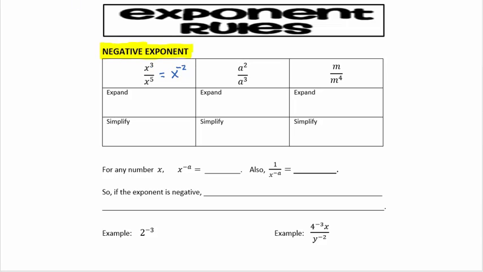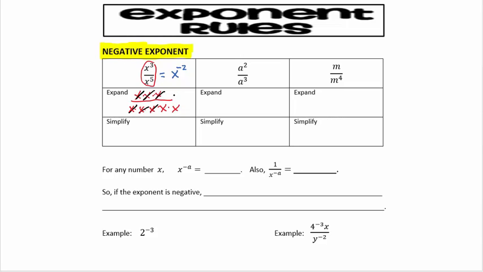But now I want to go back to the expanding part. I want to expand this right here. So let's do this. X to the third is x times x times x. X to the fifth is 5 x's multiplied together. And then let's do what we did yesterday, and we'll cancel out. So I'll cancel 1 on top, 1 on bottom, 1 on top, 1 on bottom, 1 on top, and 1 on bottom. And now let's rewrite this.